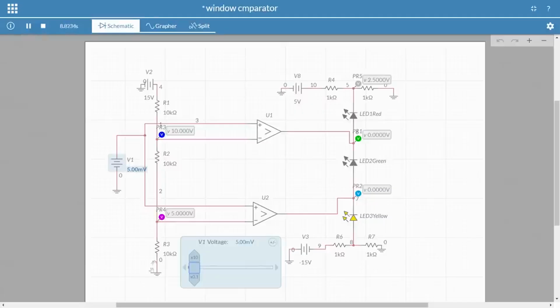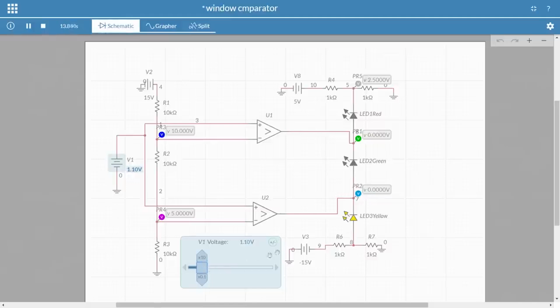So, now if I start increasing the voltage, right now my input voltage is 5 millivolts, 10 millivolts. You can see that the yellow LED is on because the positive terminal is higher than the negative terminal, that is, the anode is at a higher voltage compared to the cathode, because the output is right now at 0 volt. You can see 0 at pin number 7 or blue.